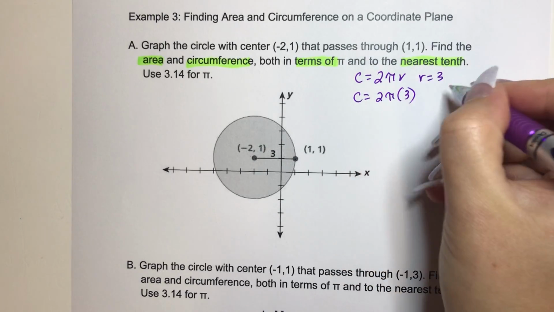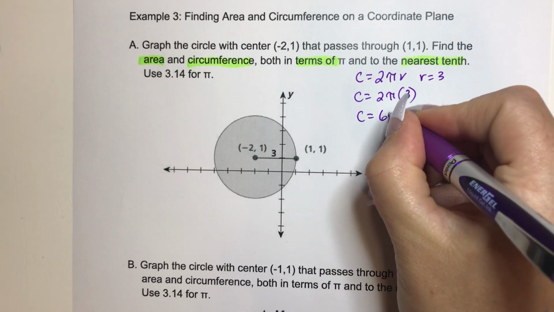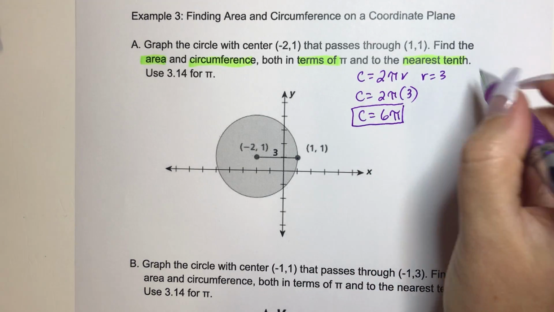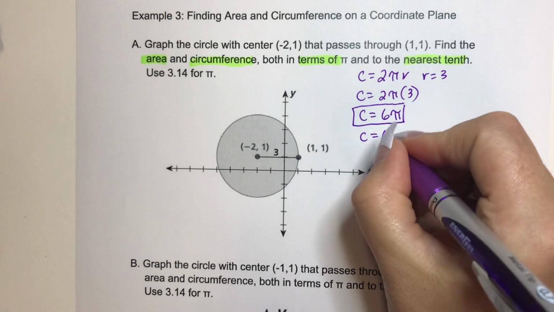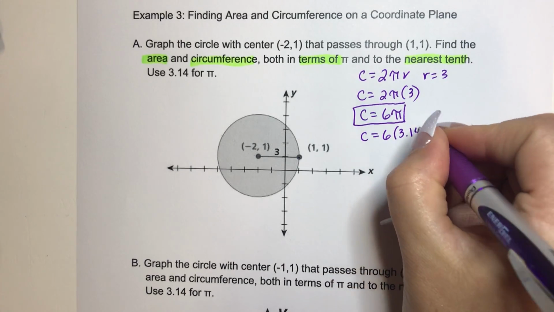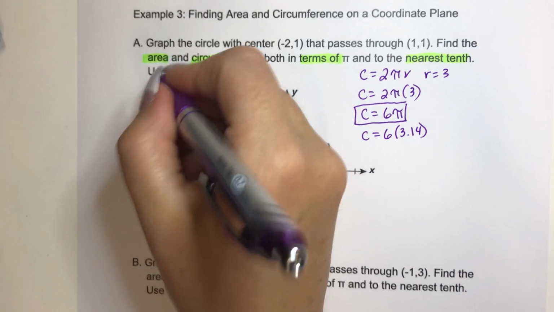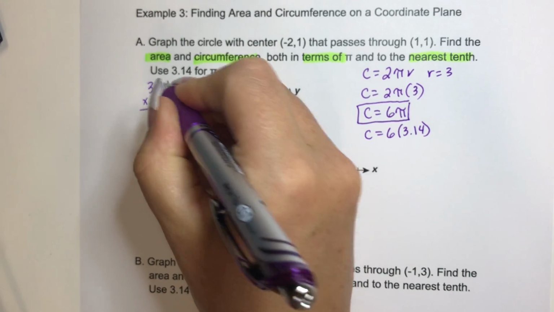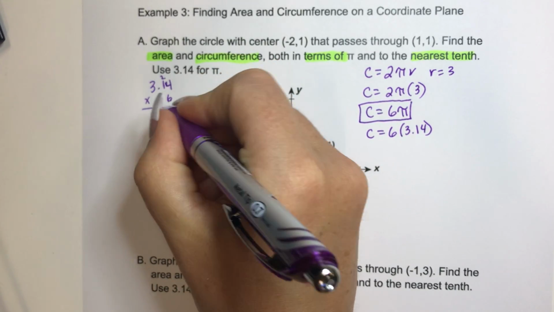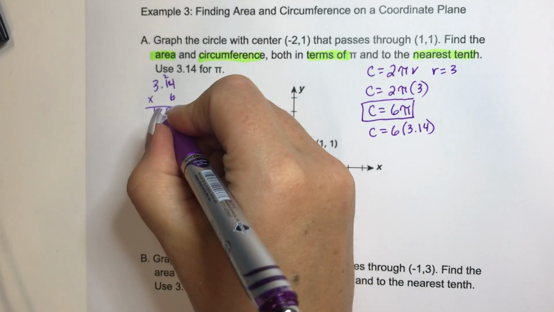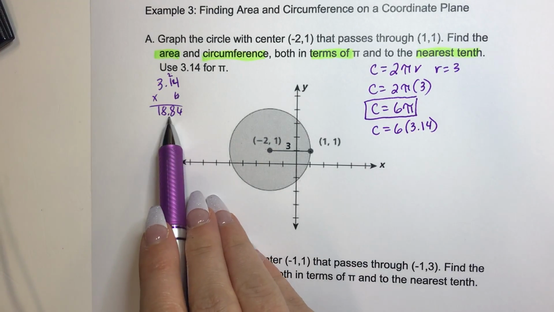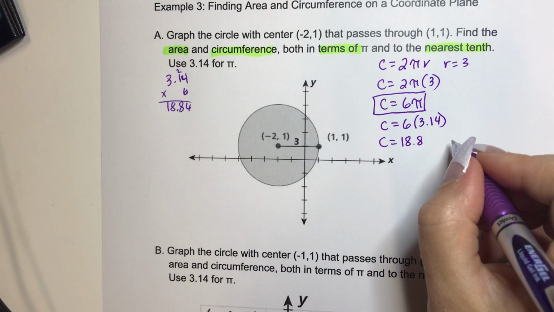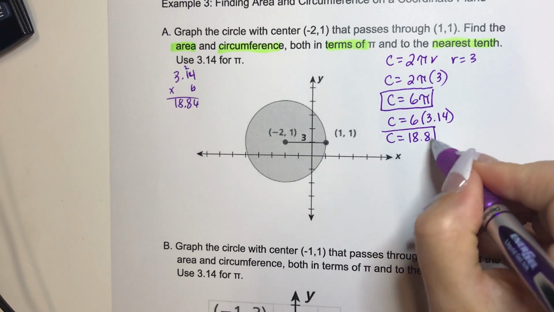We get 2 times 3 is 6. So 6 pi. That's in terms of pi. Then we need to do it to the nearest tenth, which we'd substitute 3.14 in there. And I'm going to go over here. 3.14 times 6 would be 24. Carry the 2. 6 times 1 is 6 plus 2 is 8. 3 times 6 is 18. And 2 decimal places. So nearest tenth, we just keep it as 18.8. Circumference equals 18.8.